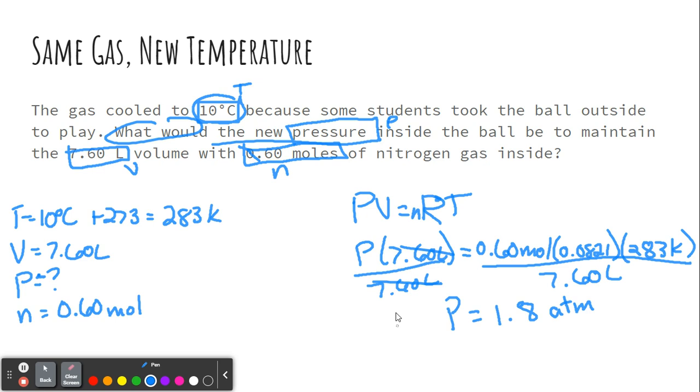Notice that means my pressure went down when the temperature went down. That kind of makes sense because cooling slows the motion of the particles. They're not moving as quickly and therefore not applying as much force on the inside of the ball. Later, you're going to do some activities exploring these relationships a little bit more in detail.